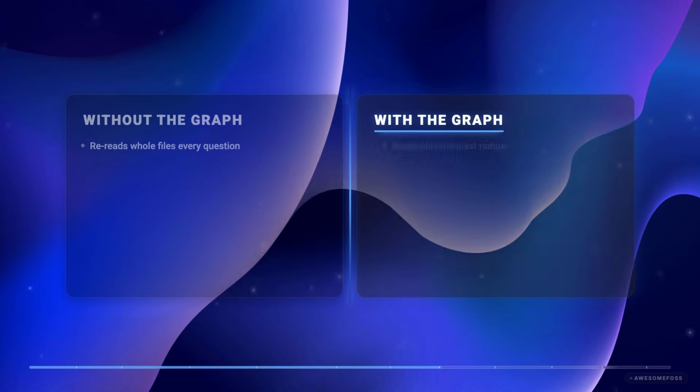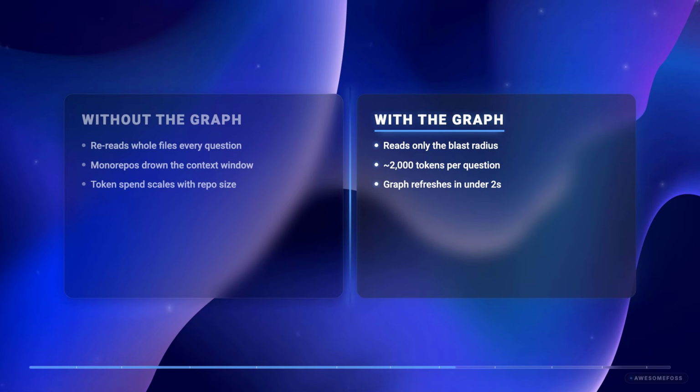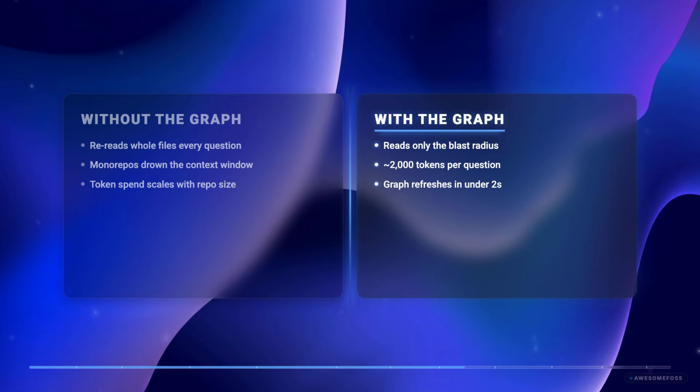Day to day, it feels like this. Without the graph, your assistant rereads whole files on every question. Monorepos drown the context window, and token spend scales with the size of your repo, not the size of your change. With the graph, the agent pulls a minimal review set. In one monorepo case, 27,700 files stayed out of context and only about 15 were actually read.